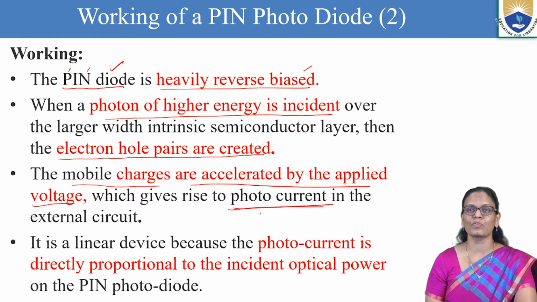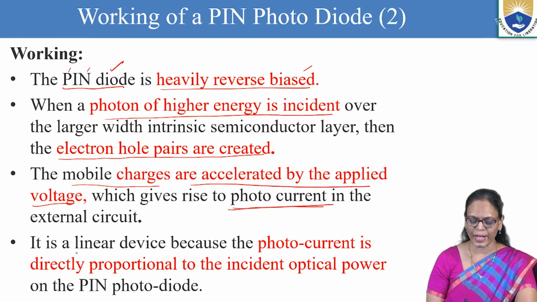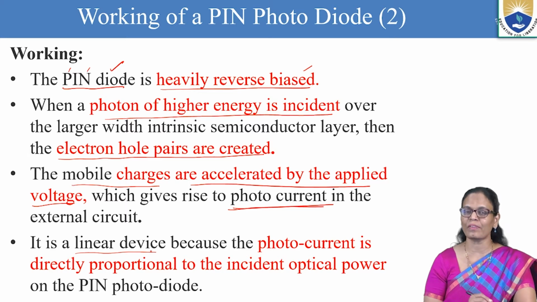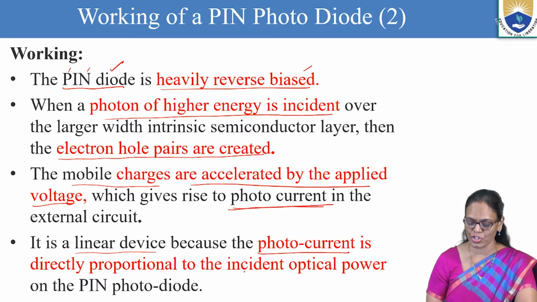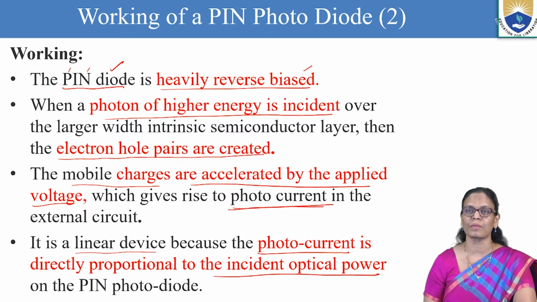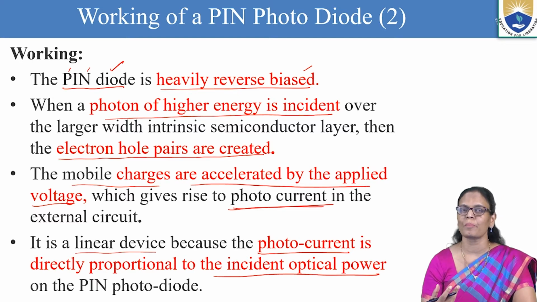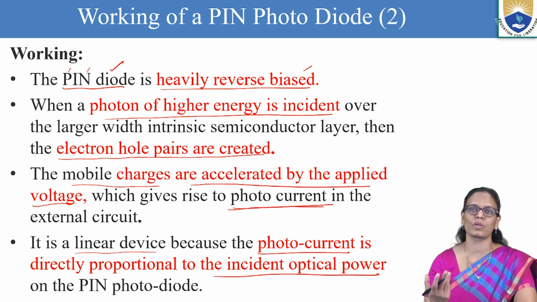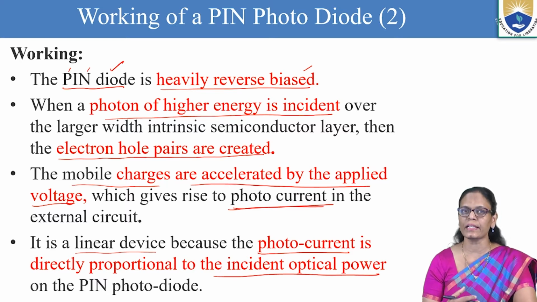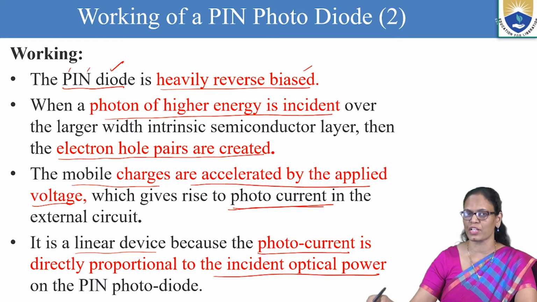We call it photocurrent because it is due to light. And this is a linear device. Why are we calling it a linear device? Because photocurrent is directly proportional to the incident optical power. As the amount of light falling on the PIN diode increases, the photocurrent also increases. That is why we call it a linear device. It's a proportionality.